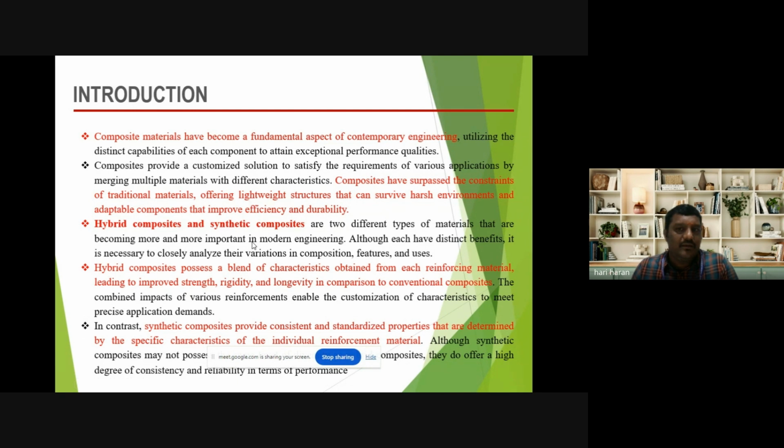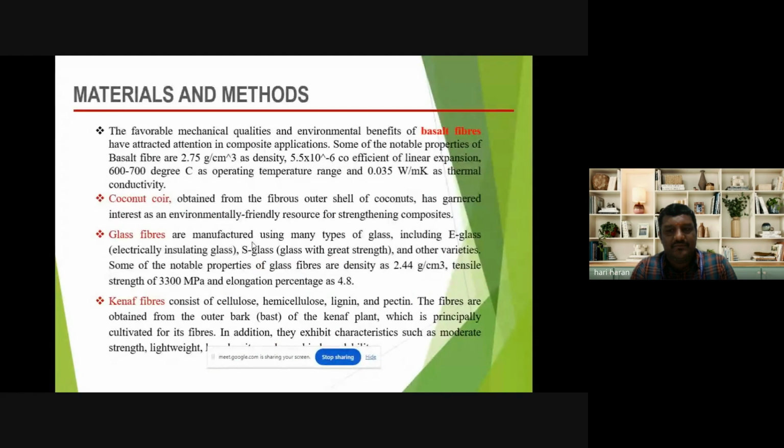Although each has its own distinct benefits, it is necessary to closely analyze their variation in composition, features and uses. Hybrid composites possess a blend of characteristics obtained from each reinforcing material, which leads to improved strength, rigidity and longevity in comparison with conventional composites. In contrast, synthetic composites provide consistent and standardized properties that are determined by the specific characteristics of the individual reinforcing material. So, what are the materials I selected for manufacturing the synthetic and hybrid composites? Number one is basalt, which has attracted attention with the following properties.